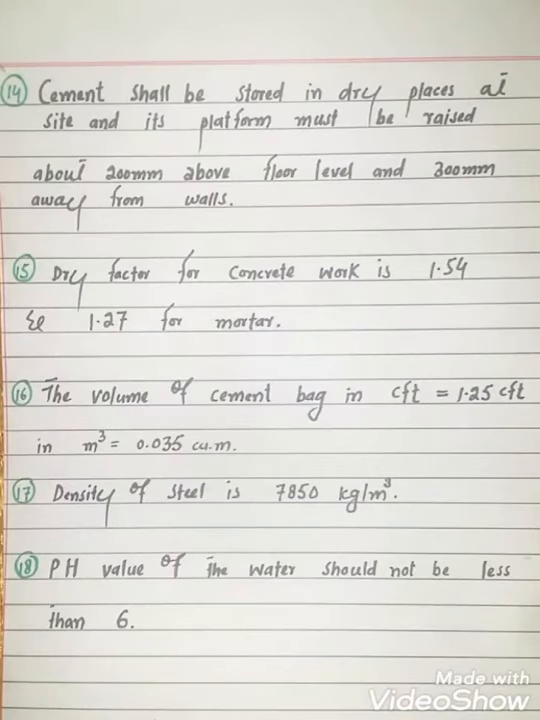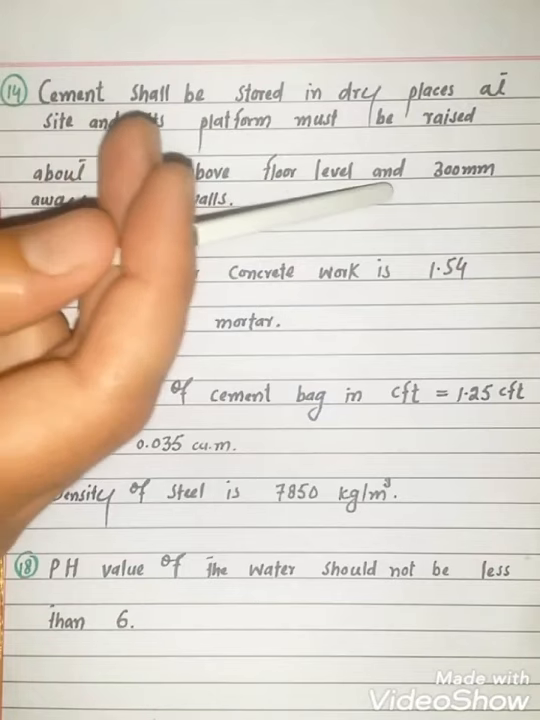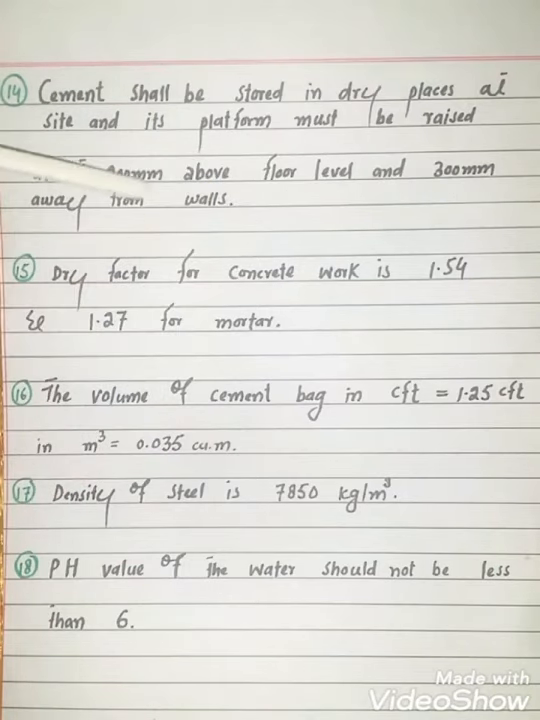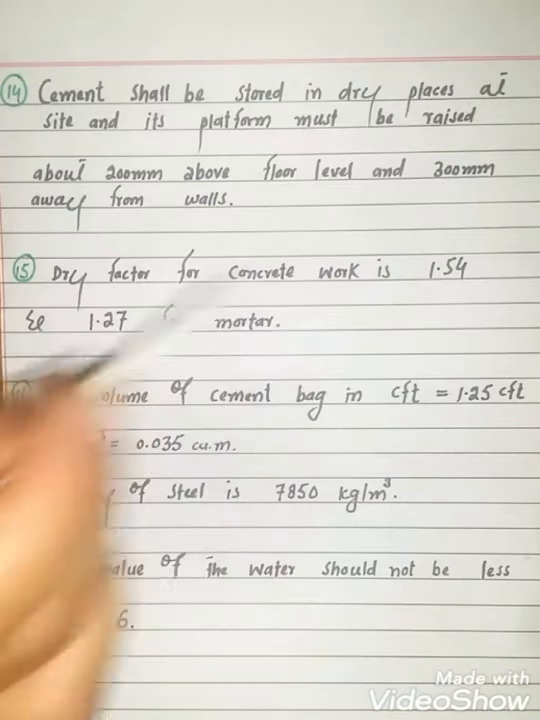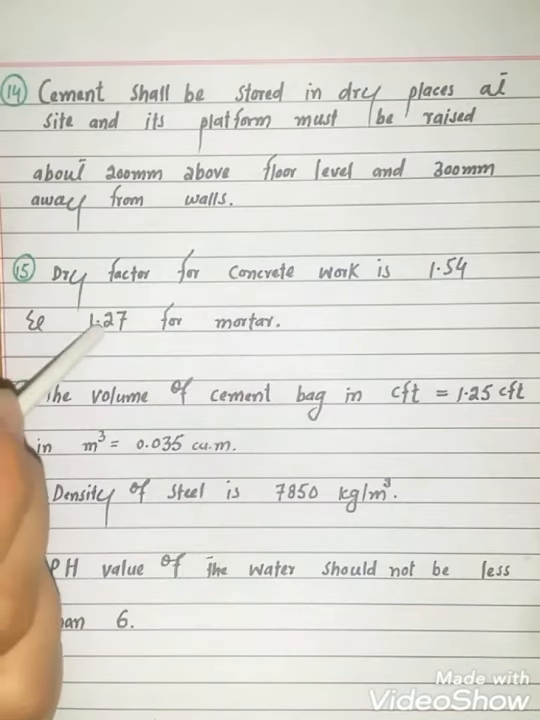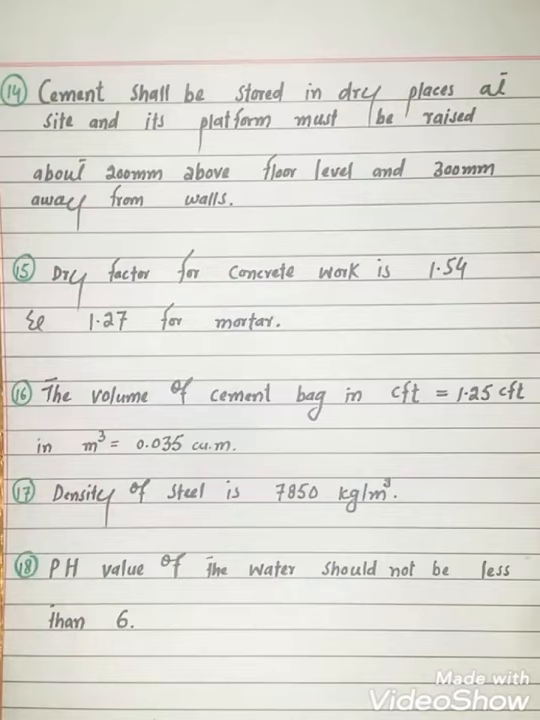Key point number 14: Cement shall be stored in dry places at site, and its platform must be raised about 200 millimeter above floor level and 300 millimeter away from the wall. Key point number 15: The dry factor is 1.54 for concrete work and 1.27 for mortar.